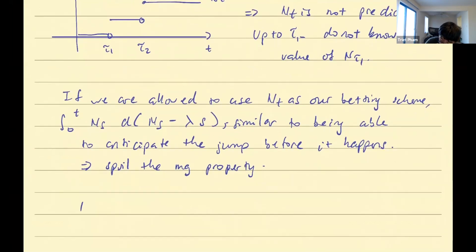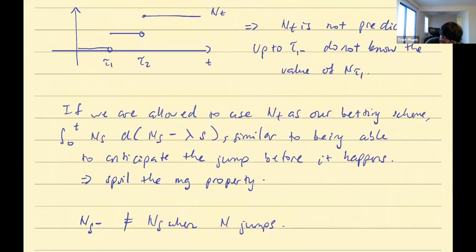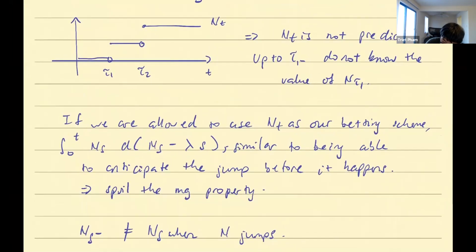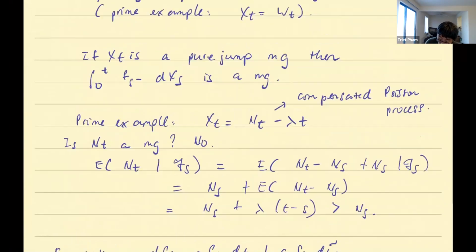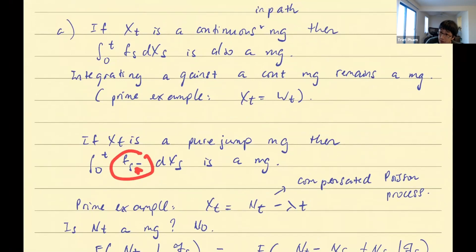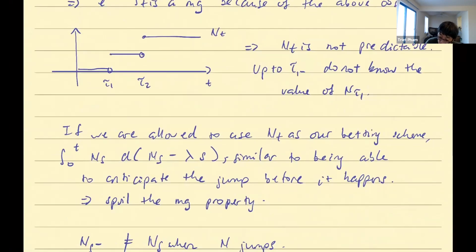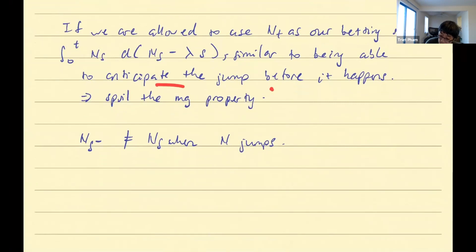Notice that N_{s-} is not equal to N_s when N jumps. So N_{s-} is exactly the process where it's a dot here and a circle here. You understand? N_{s-} is a process where you transfer the dot to the left because you take the left limit. Therefore, forcing you to use the minus version makes sure that you don't peek into the future when you bet, and that's why it will remain a martingale.